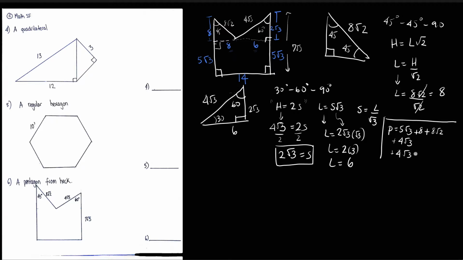And then plus 14. So if I add everything up, between the like radicals, I will actually have 5 plus 4 plus 4 is going to be 13 root 3, plus 22, plus 8 root 2. So that should be your perimeter. P equals that, and with units. Okay, don't forget to put units. So that's how we're going to find the perimeter.